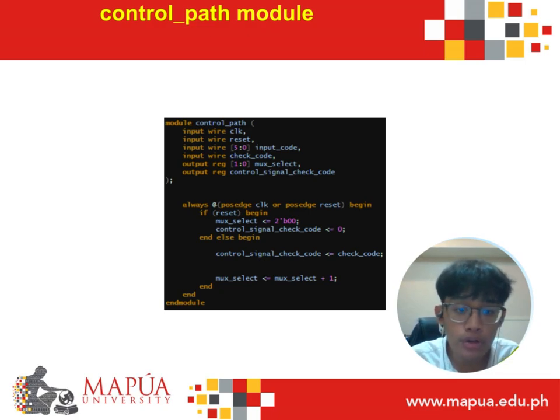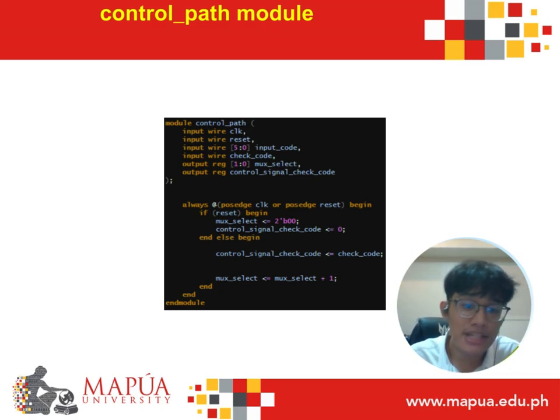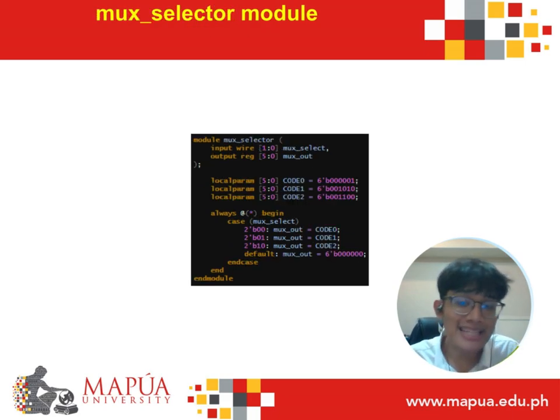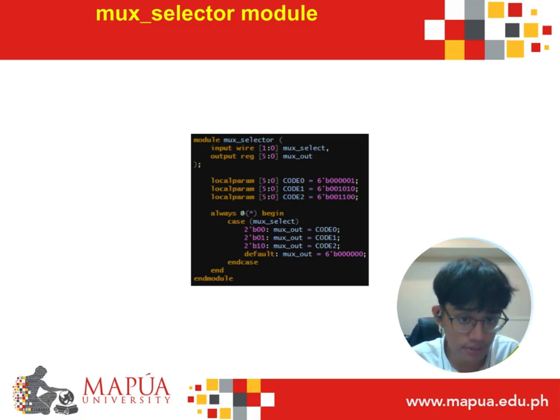Now we will move on to our MUX. As we can see, also connected with our control path, MUX select has MUX plus 1, which allows us to choose between the two options. And lastly, in our MUX selector, we have code 0, code 1, and code 2. It is this hard-coded memory within our program which is able to understand that for code 0, 00001, for code 1, 0010010, and for code 2, 0011100.